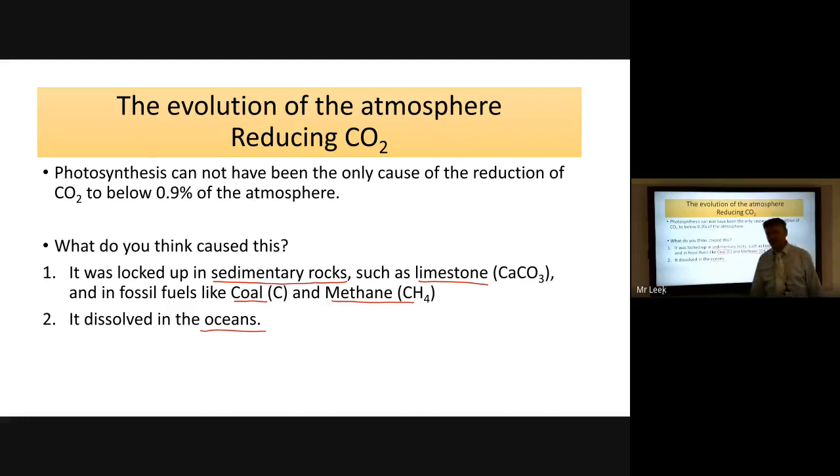So, 3 ways in which carbon dioxide is reduced in the atmosphere from the volcanic time. Number 1, photosynthesis. Number 2, locked up in sedimentary rocks, so things like limestone, coal, methane, locked up underneath the ground. Number 3, it dissolves in the oceans. Theoretically, some of that carbon dioxide could get dissolved in the oceans, even though only a certain amount can actually get dissolved.